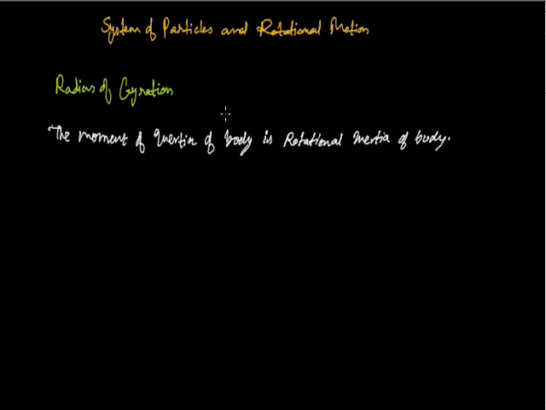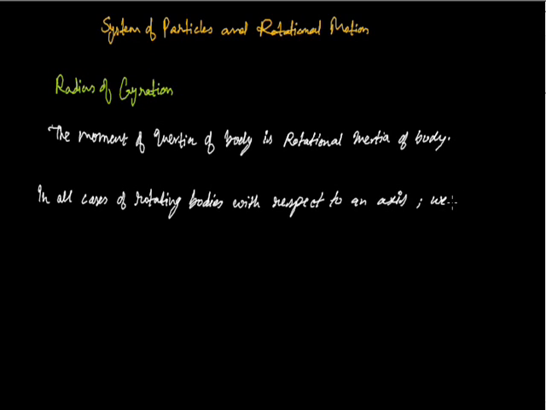So here we can define a new parameter known as the radius of gyration. It is related to the moment of inertia of the body and the total mass of the body. In all cases of bodies rotating about an axis, we can write the moment of inertia of that body equals m k square, where k is the radius of gyration.